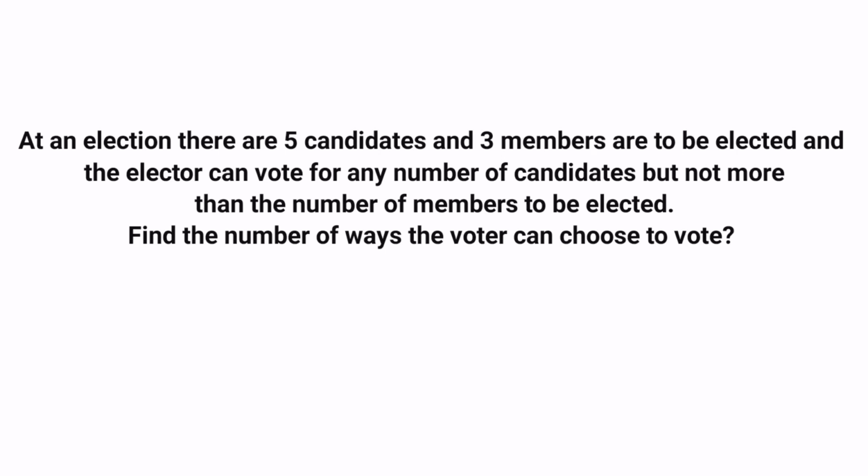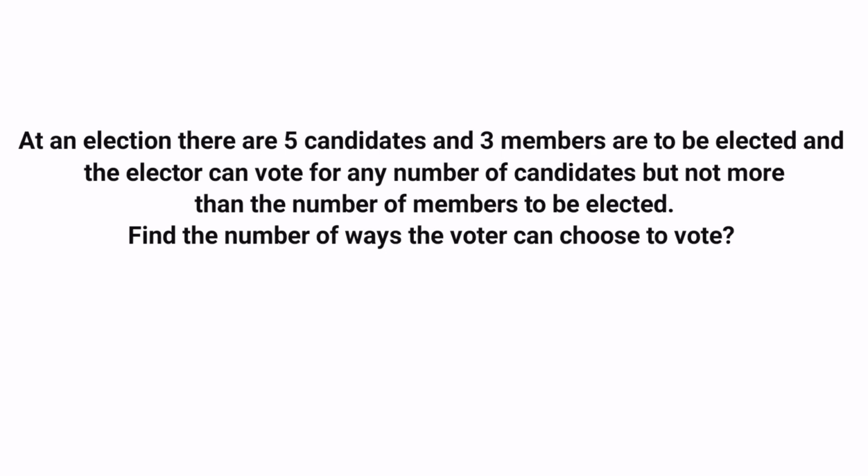At an election, there are 5 candidates and 3 members are to be elected. And the elector can vote for any number of candidates but not more than the number of members to be elected. Find the number of ways the voter can choose to vote. So, in this question, there are 5 candidates and 3 members to be elected. So, the voter or the elector can vote for any number of candidates but not greater than the number of members to be elected. That is, an elector can vote for maximum 3. So, how many possible ways are there?